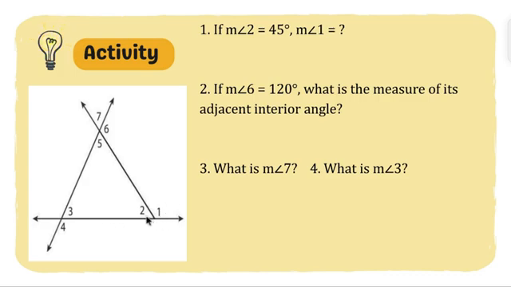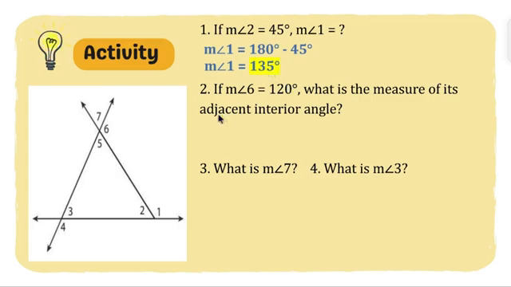Given that the measurement of angle 2 is 45 degrees. So, what is the relationship of these two angles? They are linear pair. Okay. So, just like our examples a while ago, you can just subtract our given angle from 180, which is angle 2, 45 degrees. So, 180 minus 45 degrees, we can get 135 degrees.